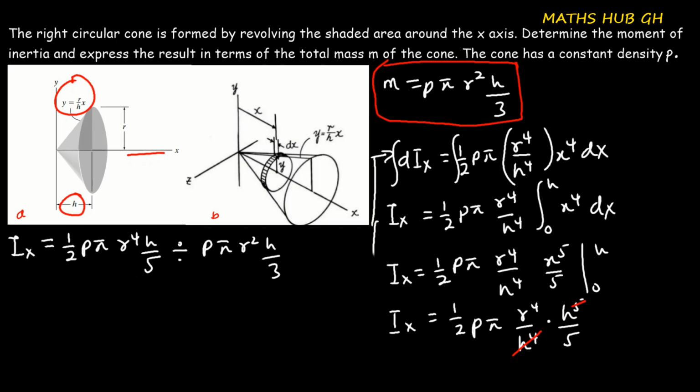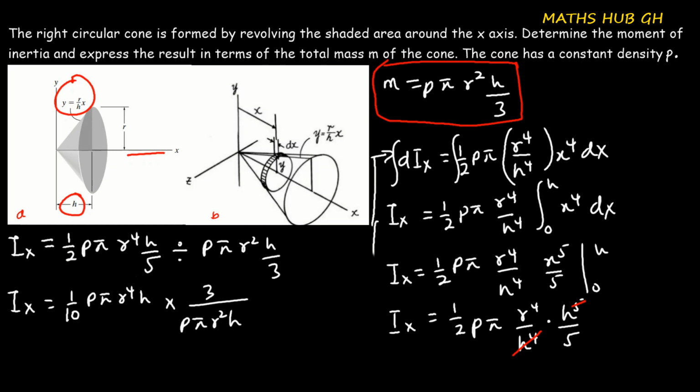So let's look at what will happen. I'm going to have Ix equal to 1 over 2 rho pi r to the power 4 h. So let me clean all this and then let me write it as 1 over 10 rho pi r to the power 4 h times 3 over rho pi r squared h. So this is what you have now.